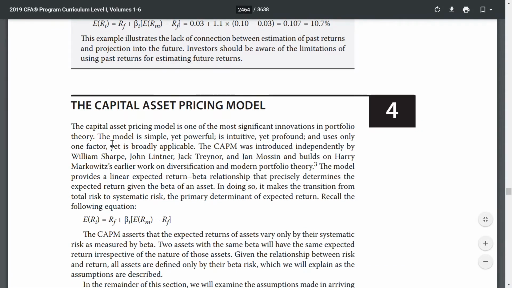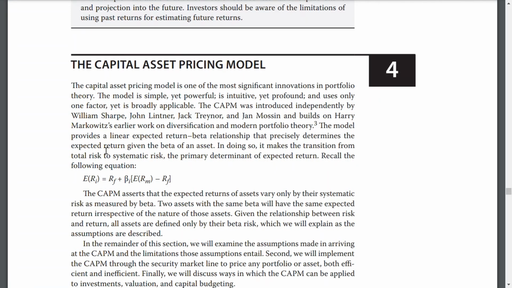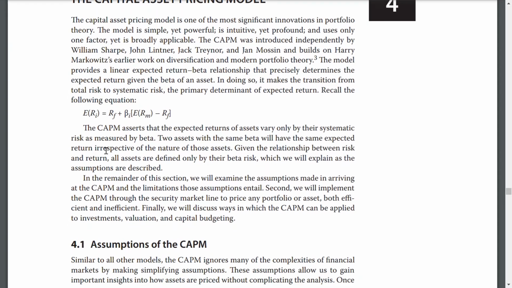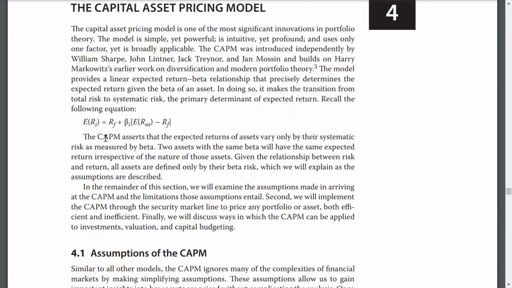Capital asset pricing model. The capital asset pricing model is one of the most significant innovations in portfolio theory. The model is simple yet powerful. It's intuitive yet profound, and uses only one factor, yet is broadly applicable. The CAPM was introduced independently by William Sharpe, John Lintner, Jack Treynor, and Jan Mossin, and builds on Harry Markowitz's earlier work on diversification and modern portfolio theory.